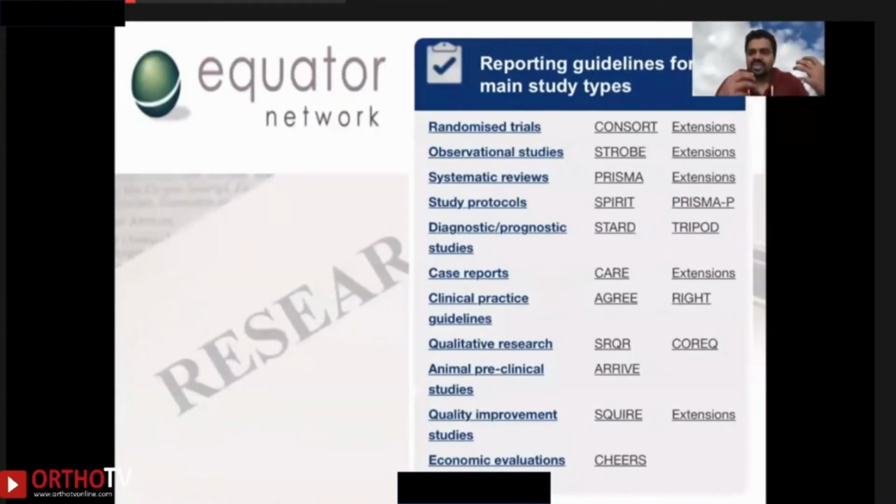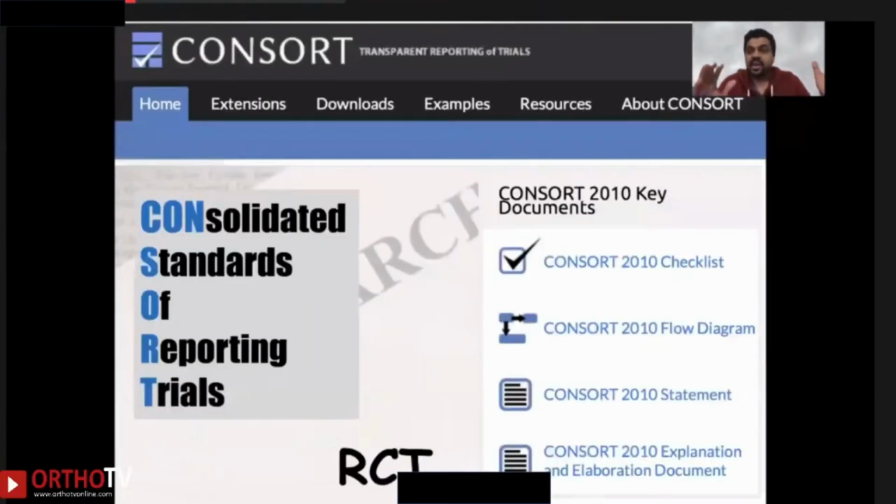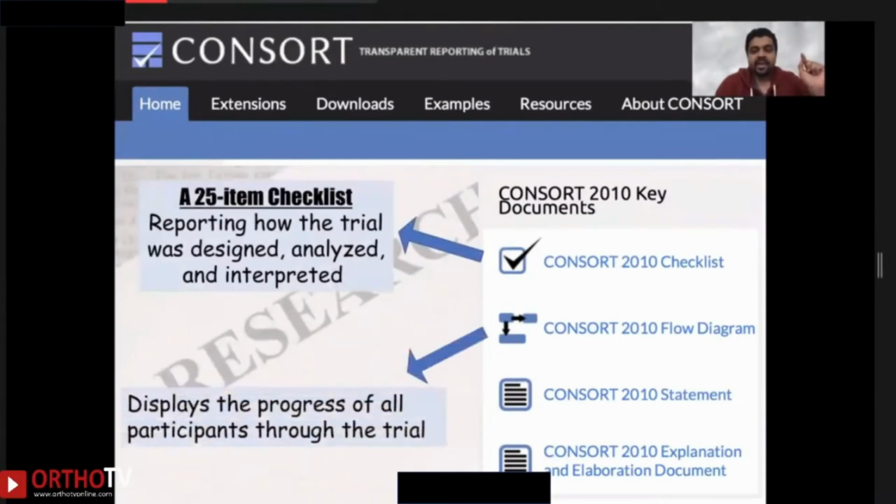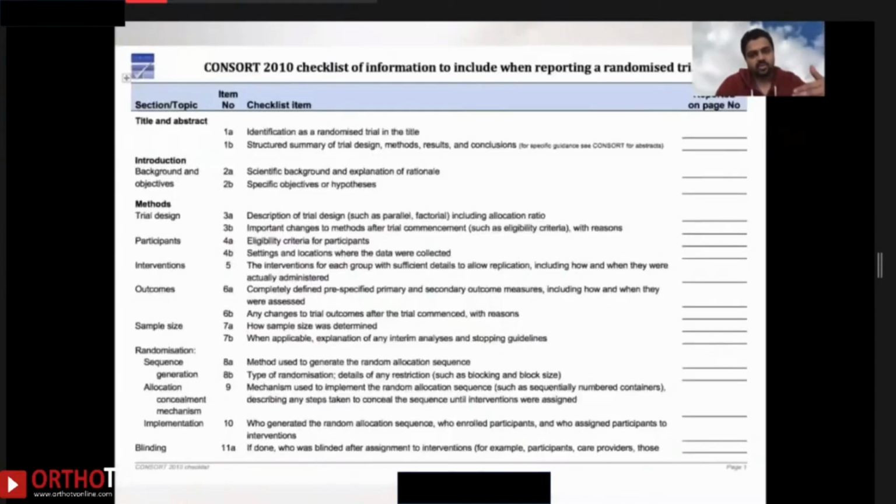The EQUATOR network was built exactly for that, and they have reporting guidelines for randomized trials, observational studies, systematic reviews, animal trials, all those things. For example, a randomized controlled trial has the CONSORT document, which is the Consolidated Standards of Reporting Trials. It has a checklist and a flow diagram: a 25-item checklist of what should be included in reporting, and a flow diagram which shows the progress of all the participants through the trial.